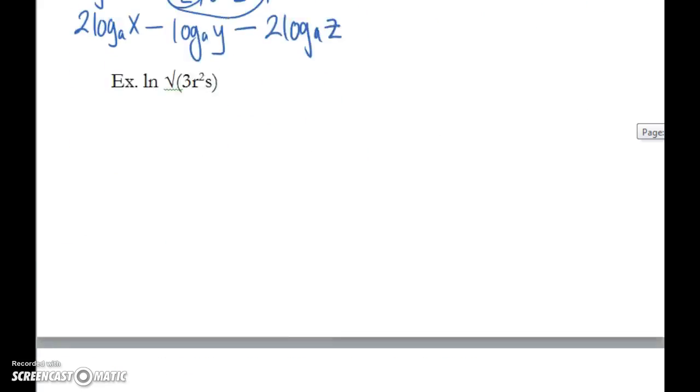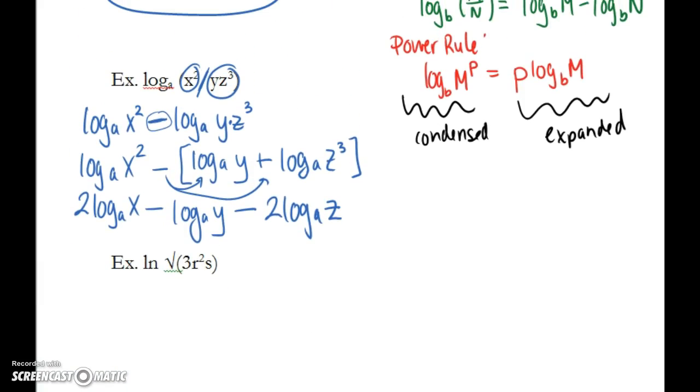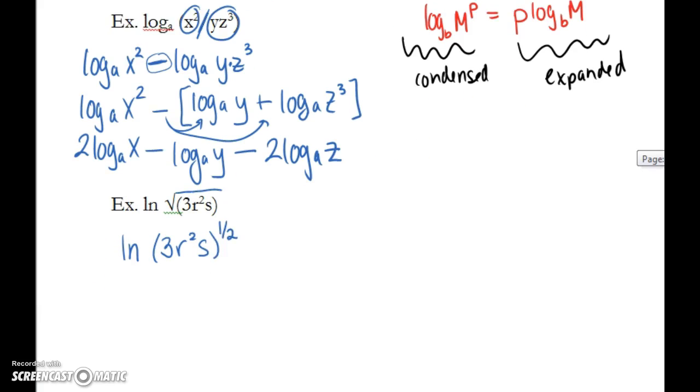All right, our next example is the natural log of the square root of 3r squared s to the third. Now it's important to understand that the square root is the same as the 1/2 power. So this is 3r squared s to the 1/2 power. And now we can handle this one of two ways, and either one is fine. We can bring the 1/2 over to the front first using the power rule, or we can distribute the 1/2 to each expression. So let's do it both ways.